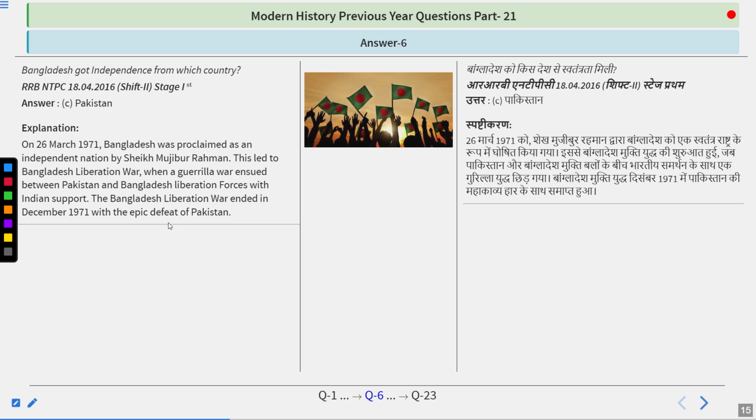On 26 March 1971, Bangladesh was proclaimed as an independent nation by Sheikh Mujibur Rahman. This led to the Bangladesh Liberation War, when a guerrilla war ensued between Pakistan and Bangladesh Liberation Forces with Indian support. The Bangladesh Liberation War ended in December 1971 with the epic defeat of Pakistan.